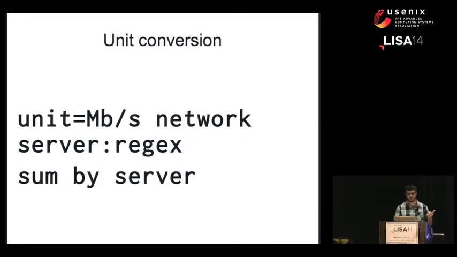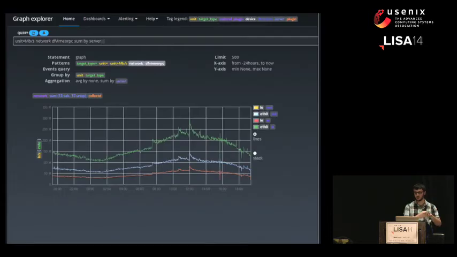And then there's a third example that I wanted to show. Let's say we want to query for network in megabits a second for servers matching a certain regular expression and sum it by server. So now we see a graph where different values of servers are aggregated, but we basically see for every interface and in and out, we see the sum of the traffic from our different servers.